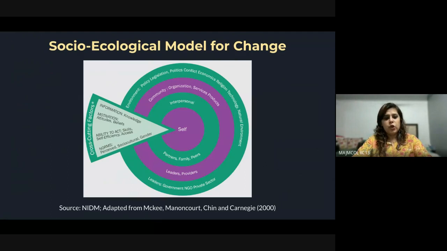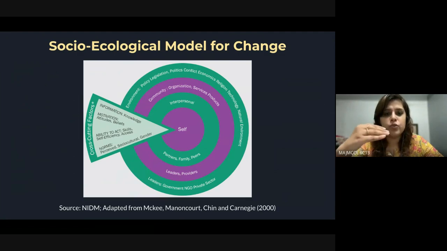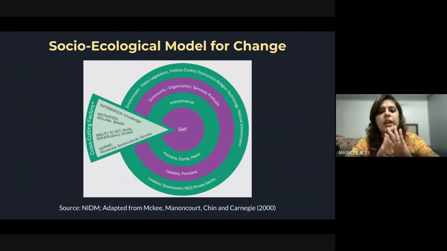Yes. So, the social ecological model for change came about sometime around the late 1990s. They talked about having four stages to bring about social and behavioral change communication in an effective and efficient manner. First is the self. Self reflects the individual, you, me, an individual specifically. The second stage is the interpersonal stage, wherein partners, friends, peers, family come into the picture. The third stage is the community, wherein organizations, leaders, providers, our first immediate community come into the picture.